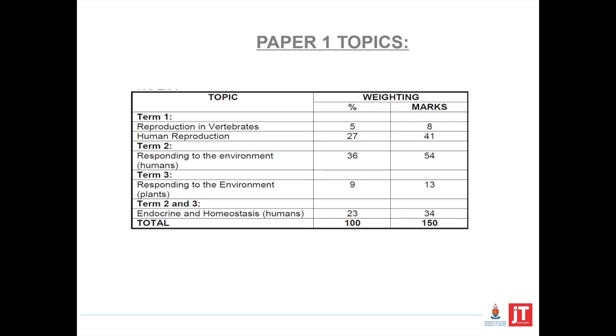Now, for your topics for paper 1, you must know reproduction in invertebrates, human reproduction, responding to the environment in humans, responding to the environment in plants, endocrine and homeostasis. These are your marks: 8, 41, 54, 13, 34, and your paper will be out of 150.